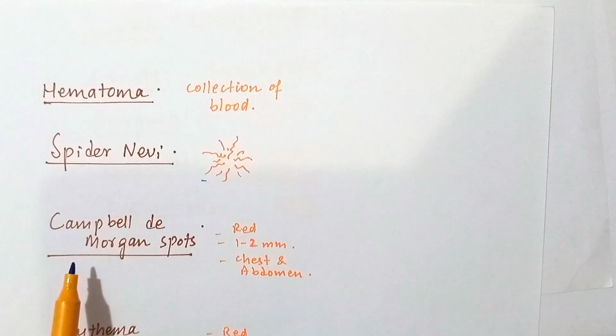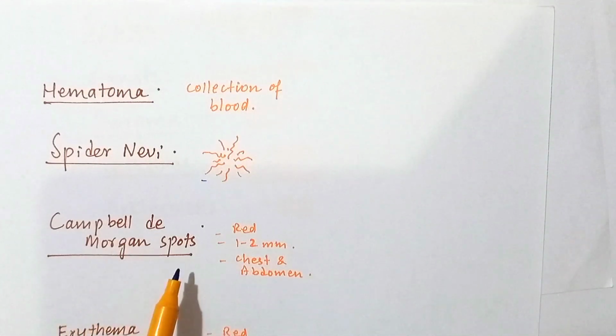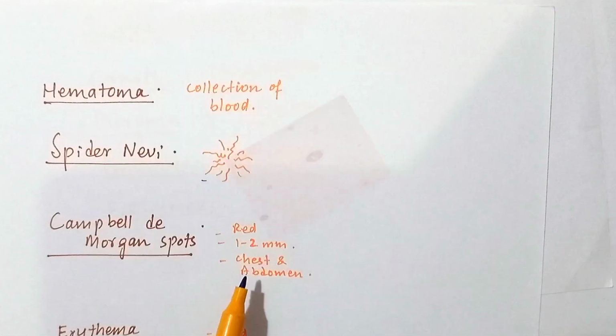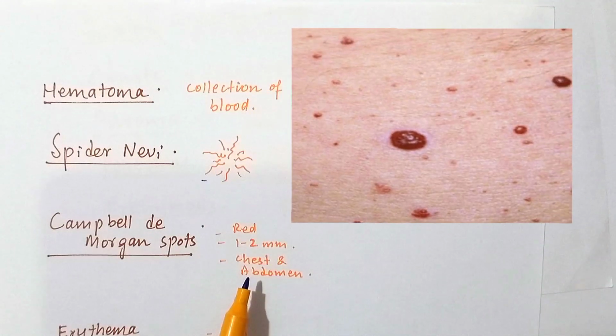Next one is the Campbell de Morgan spots. These are red swellings that have a diameter of 1 to 2 mm, which don't fade on pressure, and they commonly develop on the chest and abdomen with advancing age.